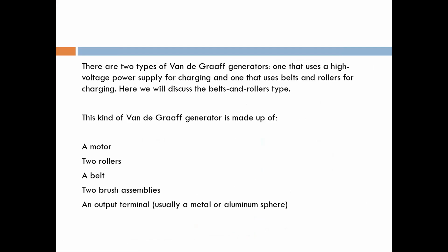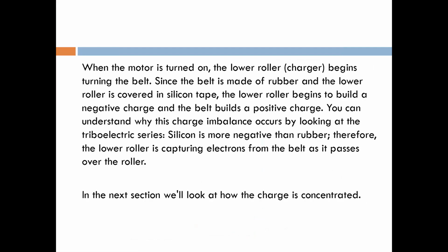Of the two types, the second is the roller and belt type, which we are studying as per our syllabus. This kind of generator is made up of one motor, two rollers, a belt, two brush assemblies and an output terminal, just as we have seen in the diagram.